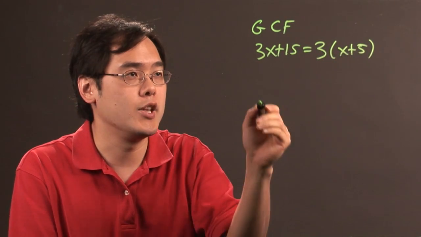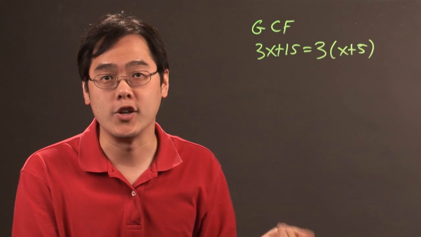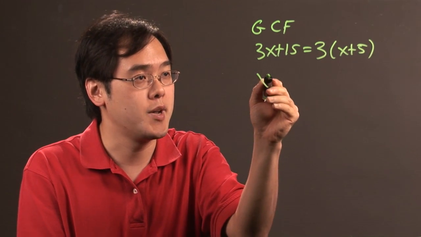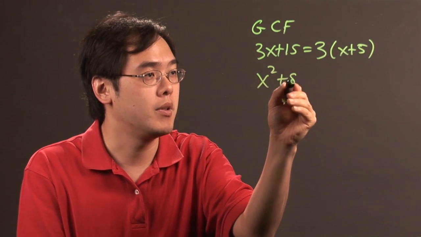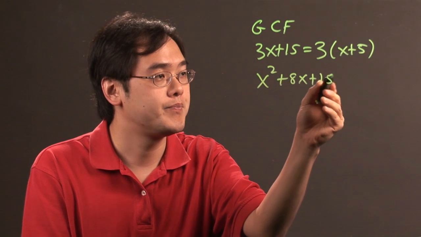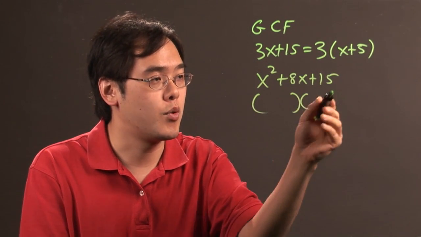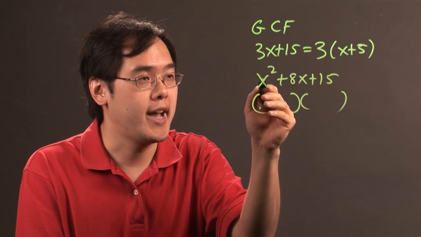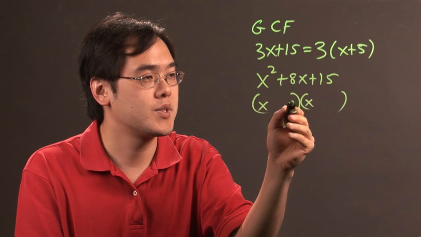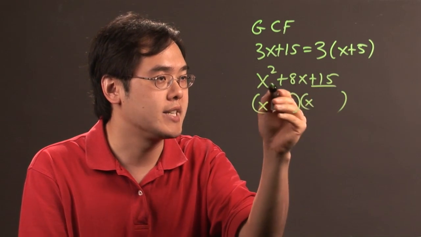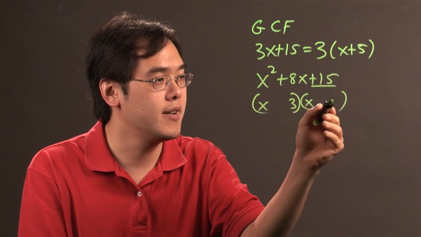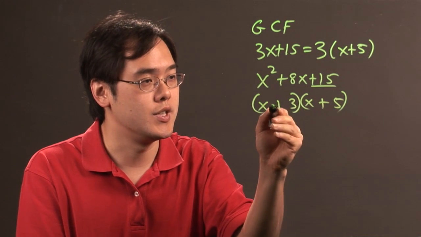More often than not, you'll be asked to factor things of the trinomial variety. For example, if you have x squared plus 8x plus 15, you're going to have parentheses going forward. You have x squared breaks up into x, and then factors of 15 that add to give you 8 are going to be 3 and 5, and then there's addition.